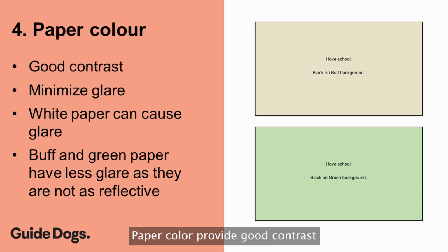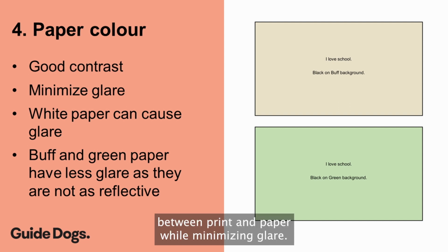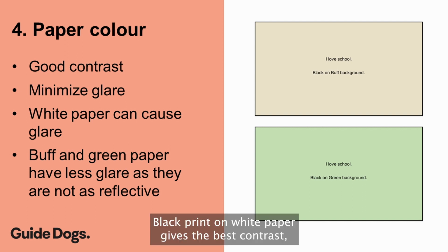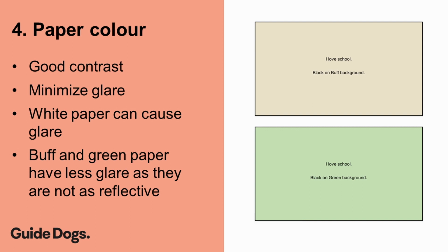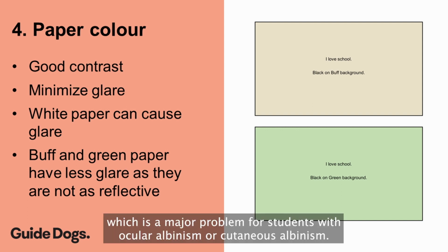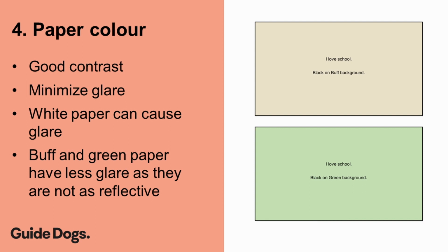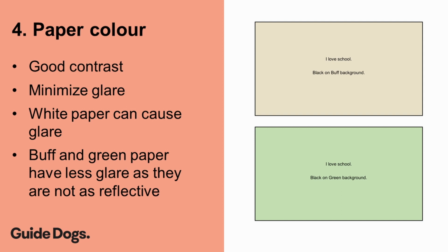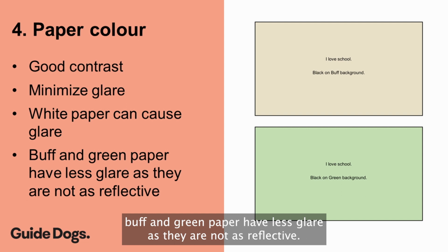Paper colour. Provide good contrast between print and paper while minimising glare. Black print on white paper gives the best contrast, but white paper can actually be quite glary, which is a major problem for students with ocular albinism or cutaneous albinism. It is very difficult to read as white paper is very reflective of light. Buff and green paper have less glare as they are not as reflective.